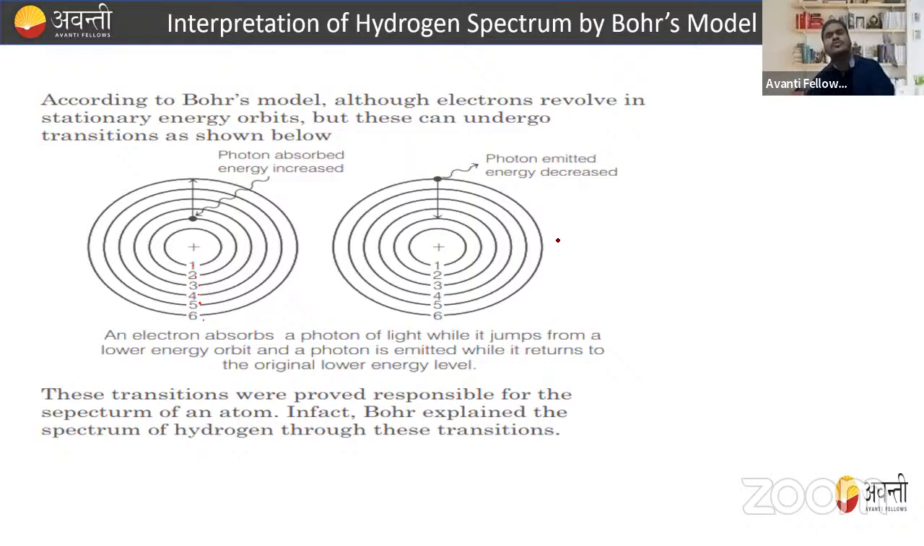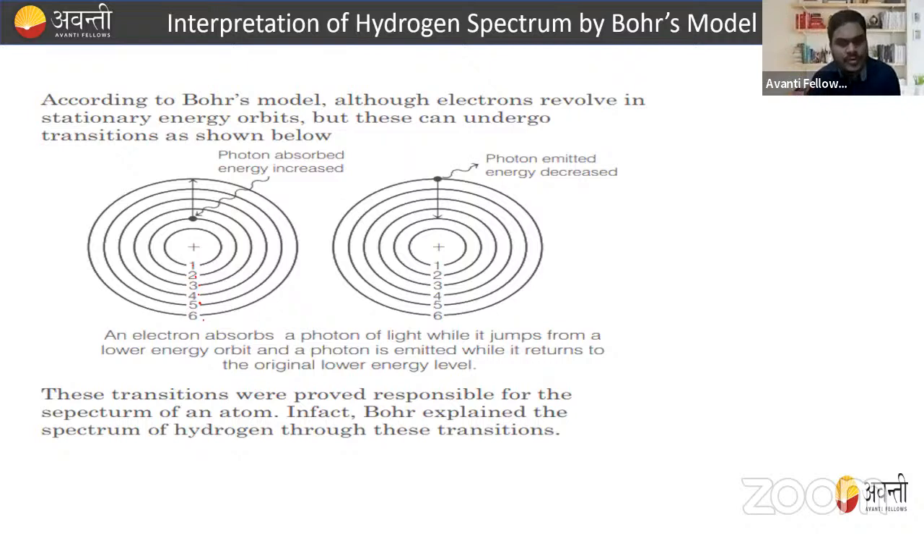Similarly, when a photon is emitted, energy decreases. It means when the electron moves from a higher energy level to a lower energy level, it emits photons. An electron absorbs a photon of light while it jumps from a lower energy orbit, and the photon is emitted while it returns to the original lower energy level. Whenever the electron jumps from the lower energy level to the higher energy level, it always absorbs a photon, while when the electron moves from the higher energy level to the lower energy level, it always emits a photon.